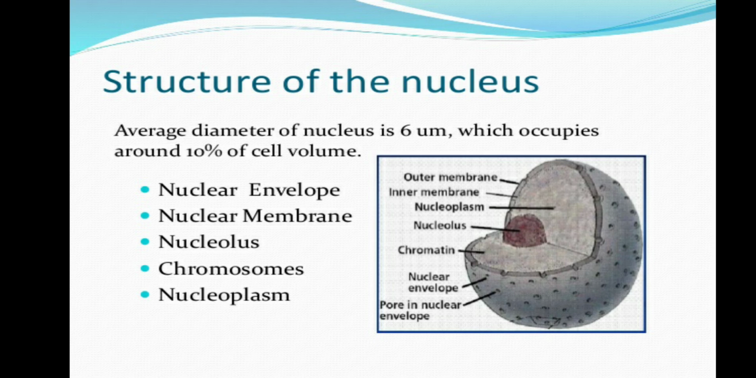If we talk about structure of the nucleus, a nucleus has nuclear envelope. So, double membrane is there, that nuclear membrane. Another in the nucleus, a nucleolus is present. We will discuss what is nucleolus. The genetic material, chromosomes are present, and the last part is nucleoplasm. The same way the cell has cytoplasm, the same way nucleus has nucleoplasm.